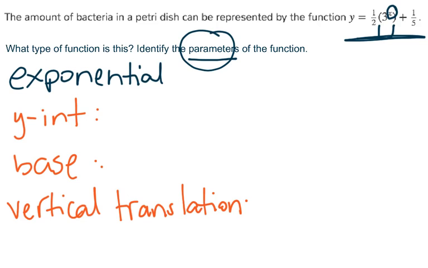So let's start with the base. The base of the exponent here is 3. That's what's being raised to the power of x. So the base is 3. That tells us what rate this bacteria population is growing at.